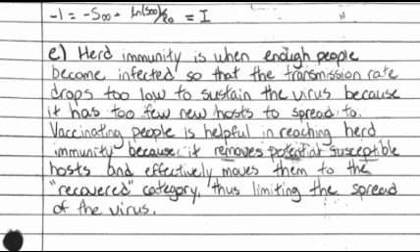In part E, we were looking to describe a definition for herd immunity and identify how vaccination can lead to herd immunity. Herd immunity is when enough people become infected so that the transmission rate drops too low to sustain the virus because it has too few hosts to spread to. Vaccinating people is helpful in reaching herd immunity because it removes potential susceptible hosts and effectively moves them to the recovered category, thus eliminating the spread of the virus.